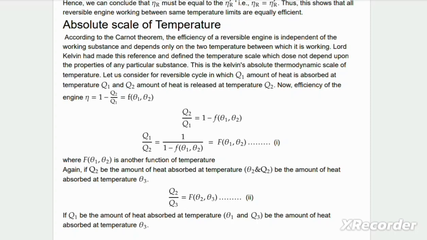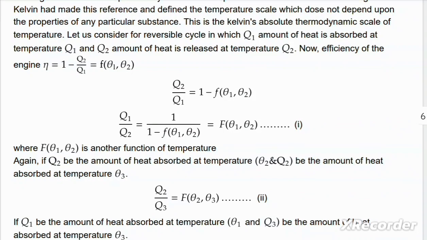Absolute scale of temperature. According to the Carnot theorem, the efficiency of a reversible engine is independent of the working substance and depends only on the two temperatures between which it is working. Lord Kelvin made his reference and defined a temperature scale which does not depend upon the properties of any particular substance. This is the Kelvin absolute thermodynamic scale of temperature.